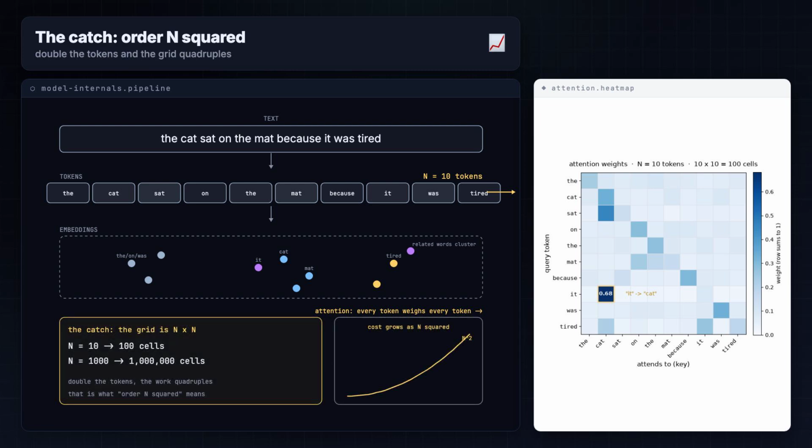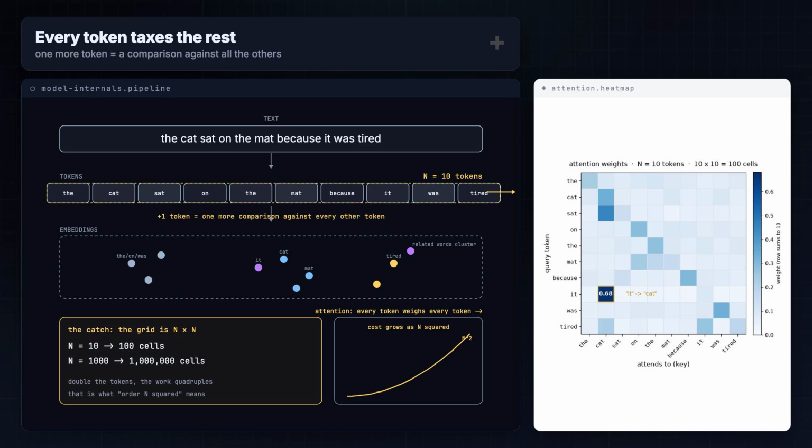And here's the catch you must remember. The grid is n by n. 10 tokens, 100 cells. 1000 tokens, a million cells. Double the tokens and the grid quadruples. That's what order n squared means. Attention cost grows with the square of the prompt length.